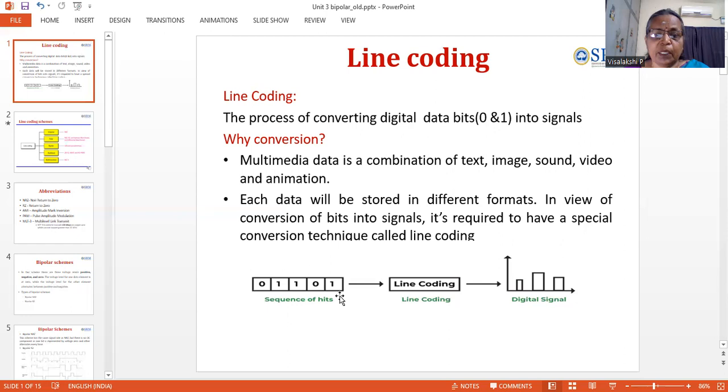Let us see that 5 bits are taken in this example. Line coding is applied, and then you could see the digital signal will be like this. This digital signal consists of only zeros and ones, binary bits only. 0 is always used for low value representation, and 1 is used for high value representation.